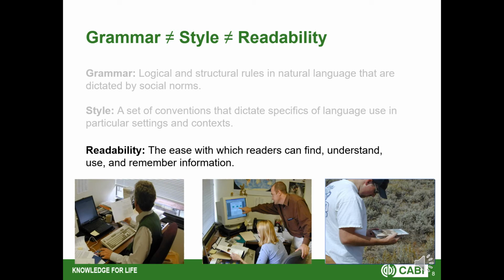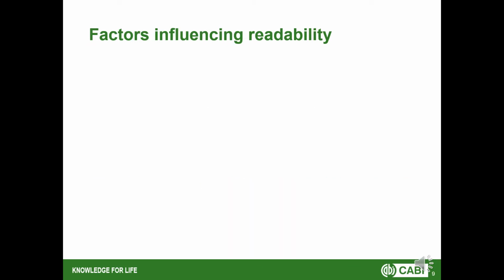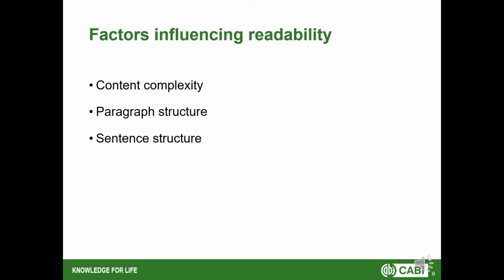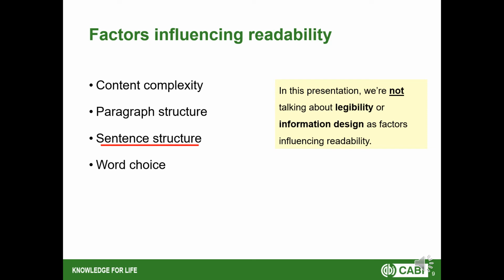I feel equally sure that many of you have read scientific texts and struggled to make sense of what the intended meaning of the authors might be. You can think of there being 4 primary factors that influence the readability of a text. These include the complexity of the content of the text as a whole, the structure and linking between meaning and paragraphs, the structure and syntax of sentences, and the choice of words. I'm going to go over a few specific strategies and tools at the sentence level that can help you make your text more readable. In this presentation, I am not going to be talking about legibility or information design as factors influencing readability, although legibility and information design certainly do affect readability.